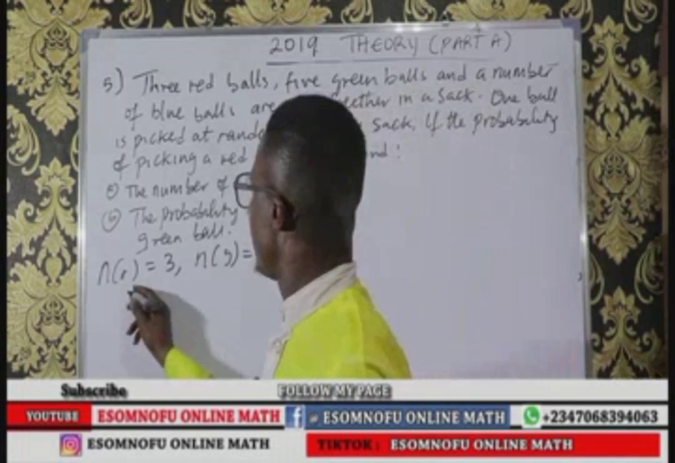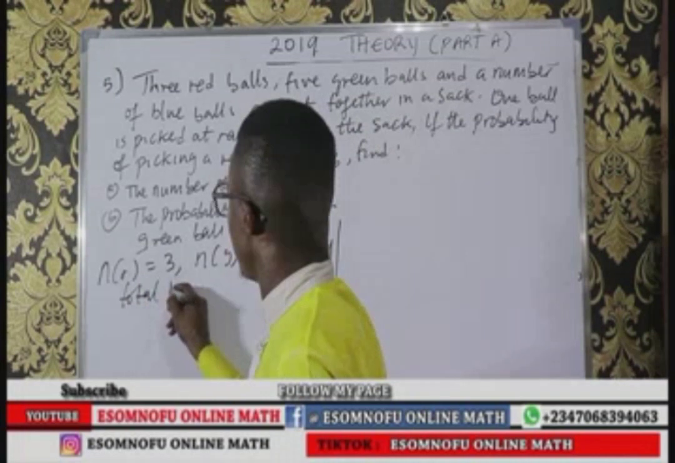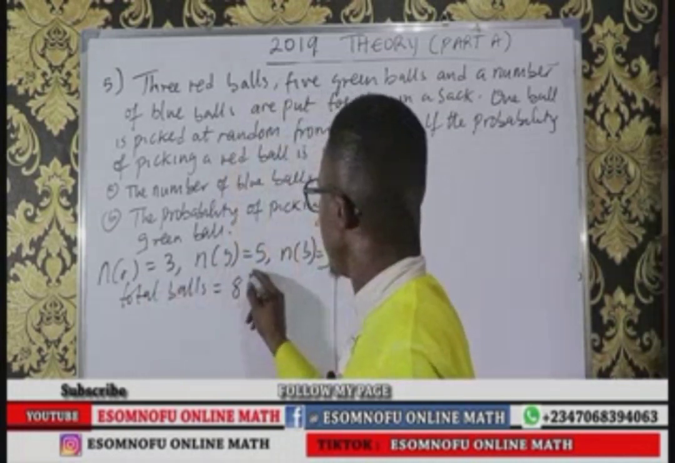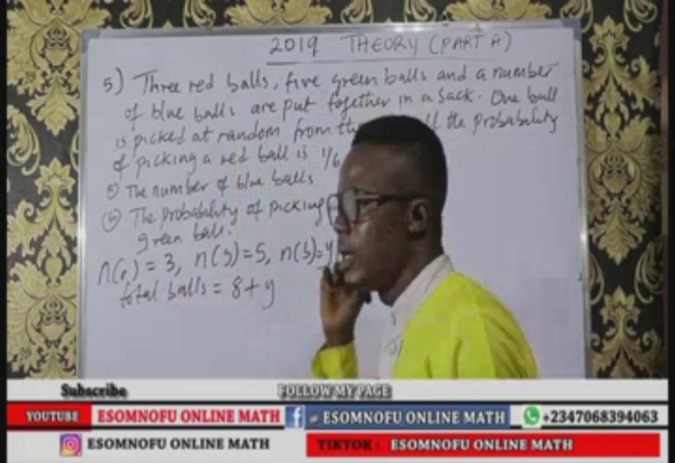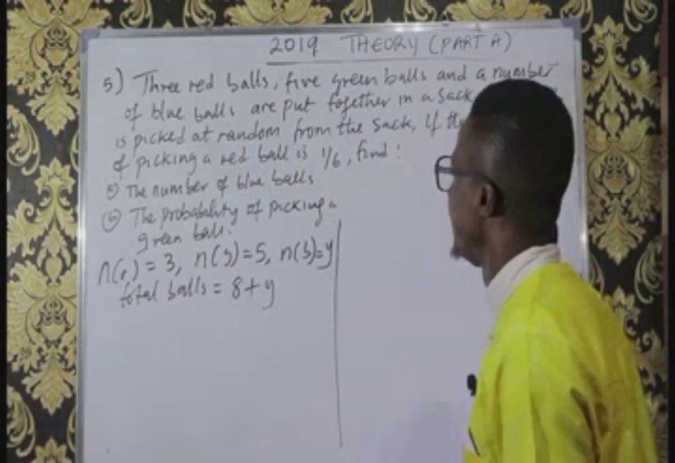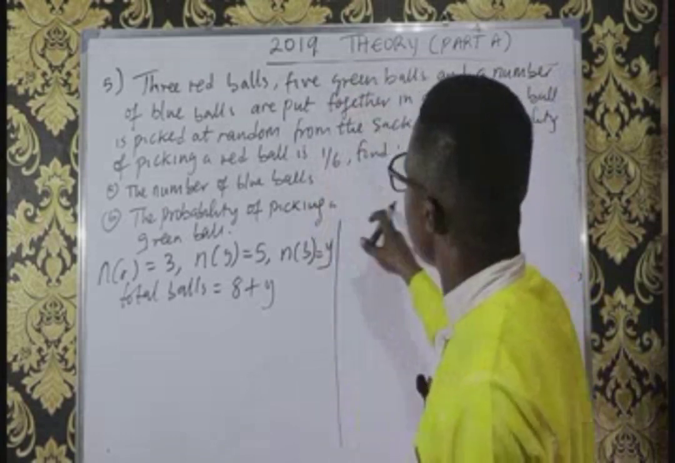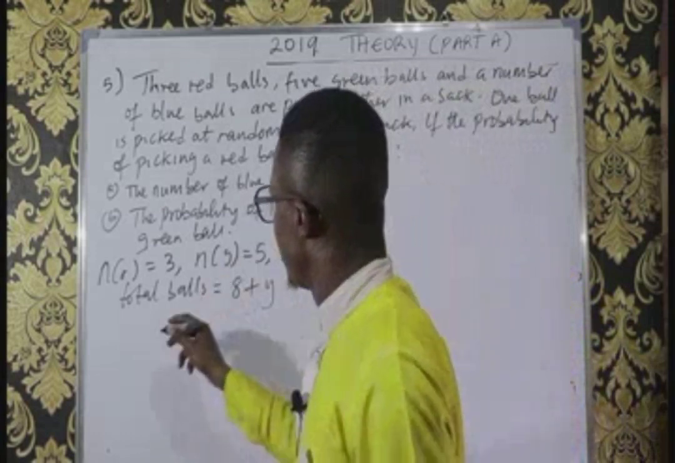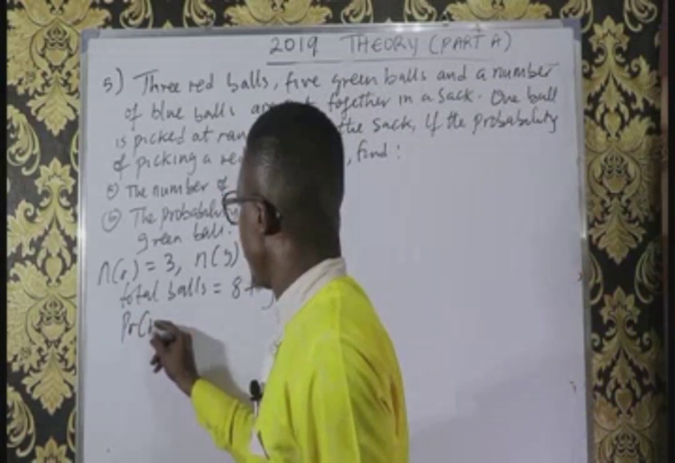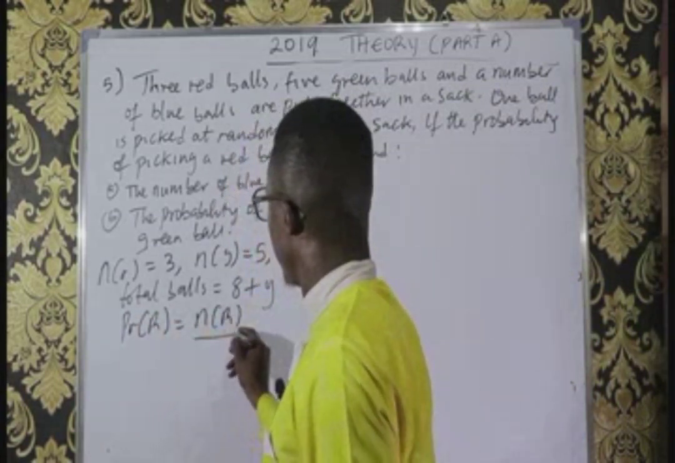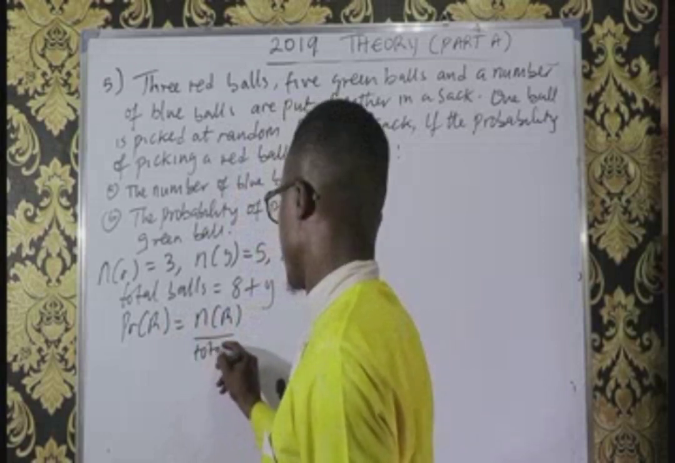So the total number of balls will now be 3 plus 5, which is 8, then plus y. This is the total number of balls in the bag or in the sack. Now we are told that the probability of picking a red ball is 1/6. Remember, the probability of picking a red ball is equal to the number of red balls over the total number of balls.